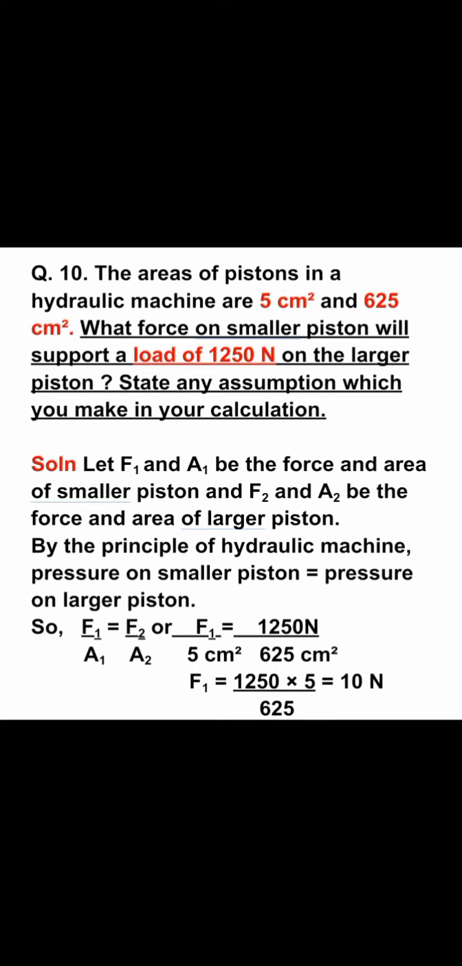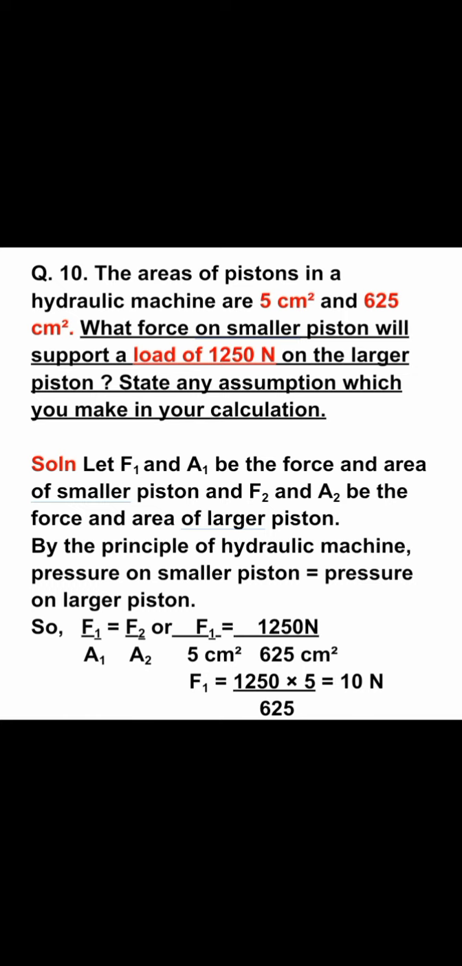is 1250 Newton, it's given. So let's take F1 and A1 be the force and area of the smaller piston, and F2 and A2 be the force and area of the larger piston. So here the assumption is there is no loss due to friction. So by the principle of hydraulic machine, pressure on the smaller piston is equal to pressure on the larger piston. So F1 by A1 equals F2 by A2. Now let's substitute the values.